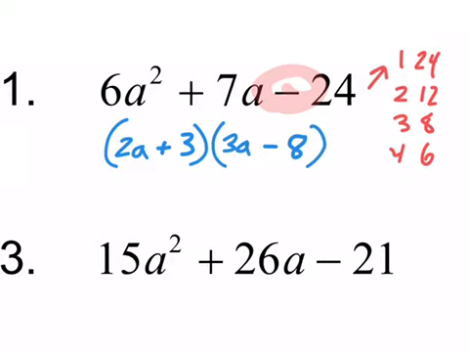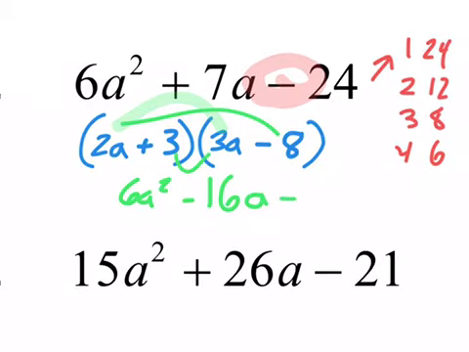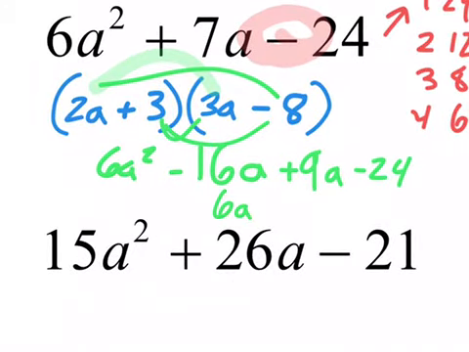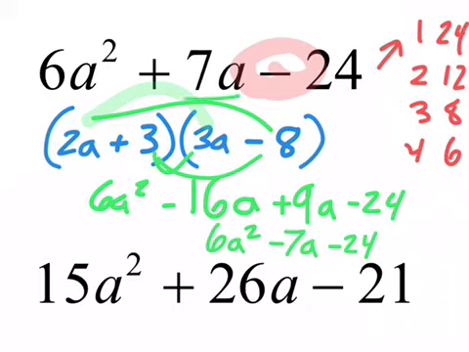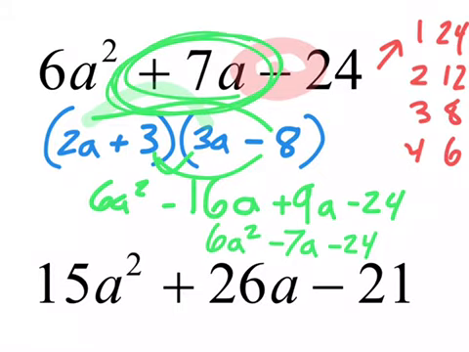Now I just need to make sure that when I multiply these out, I get a 6a squared, I get a minus 16a, and then here I'll get a plus 9a, and then I get a minus 24. Here's something to keep in mind. Notice what happens on my answer. 6a squared, I end up with a negative 7a, but I was looking for a positive 7a. If this happens, you are very, very close to finding your answer.